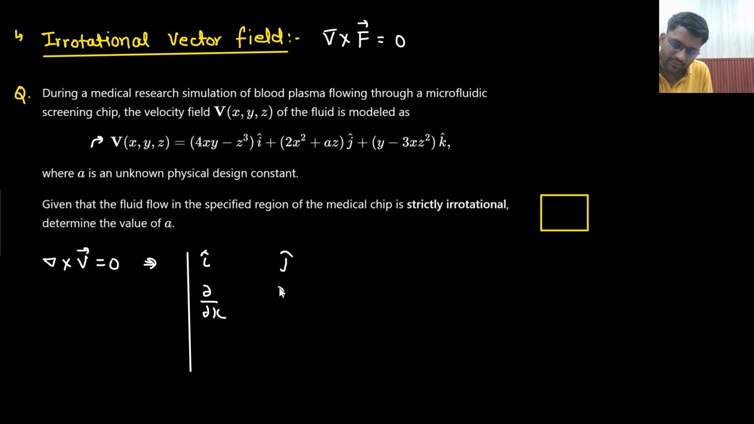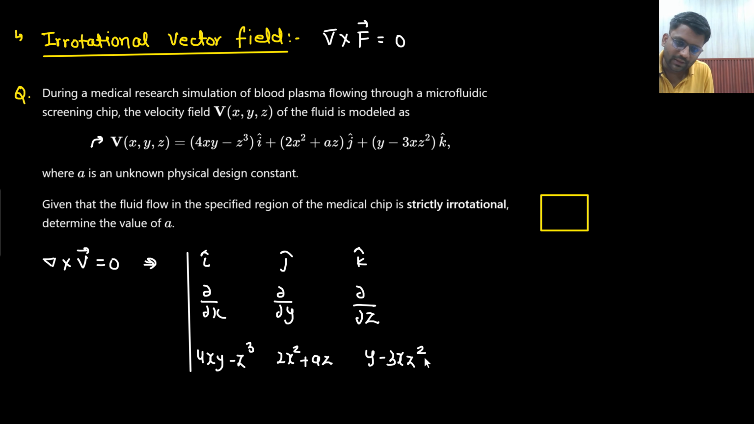I cap, j cap, k cap. 4xy minus z cube, 2x square plus az, y minus 3x z square. That should be equated to 0. So what you get? I cap: partial differentiation of this particular function with respect to y, what is the answer you get? 1. Partial differentiation of this particular function with respect to z, what is the answer you will get? a. From here only I can get to know that the answer will be a equals to minus 1. But let's proceed.